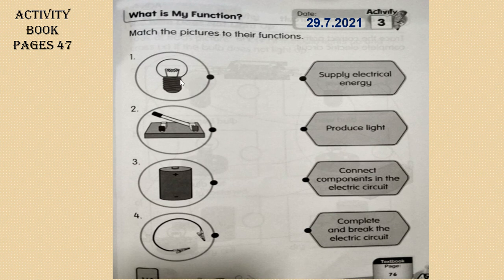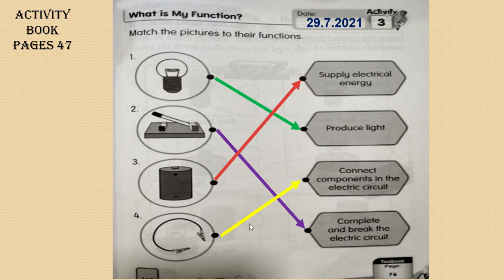Now look at the first one, bulb. What is the function? Produce light. Number two, switch: complete and break the electric circuit. Number three is dry cell or battery: supply the electrical energy to the electric circuit. Number four is wire: to connect components in the electric circuit.